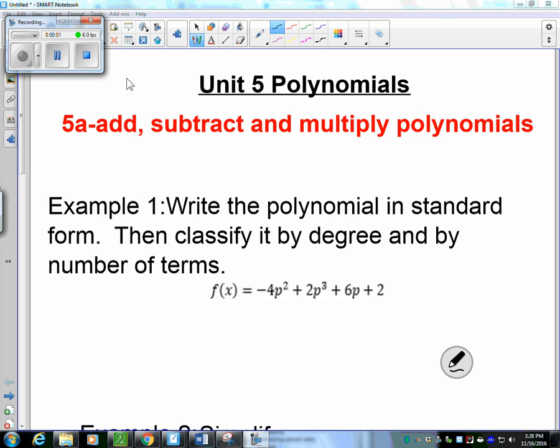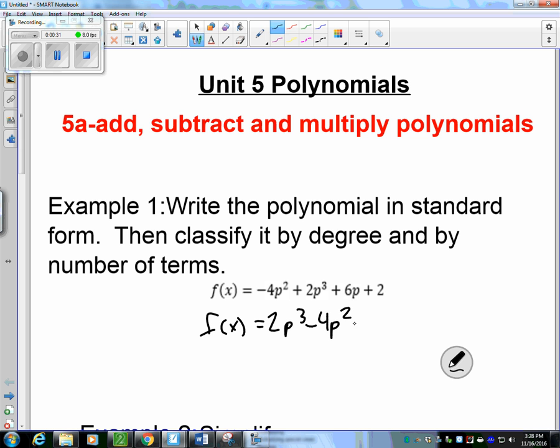Polynomial. Unit 5 polynomials. 5a is add, subtract, and multiply polynomials. Example 1. Write the polynomial in standard form, then classify it by degree and by number of terms. So to do that, you have to write it from the biggest degree, which is the biggest exponent, to the smallest, each term. So we have f of x equals positive 2p to the third, and then it's a negative, but we're going to move that to make it minus, and then plus 6p plus 2.